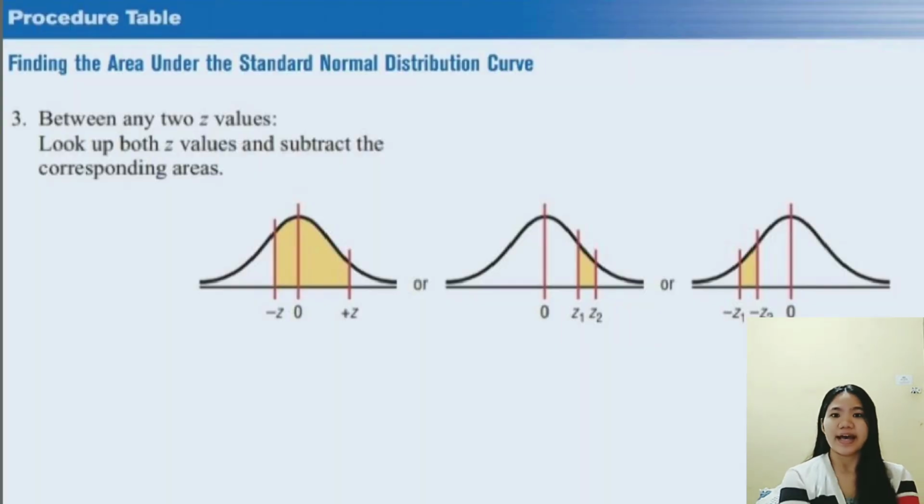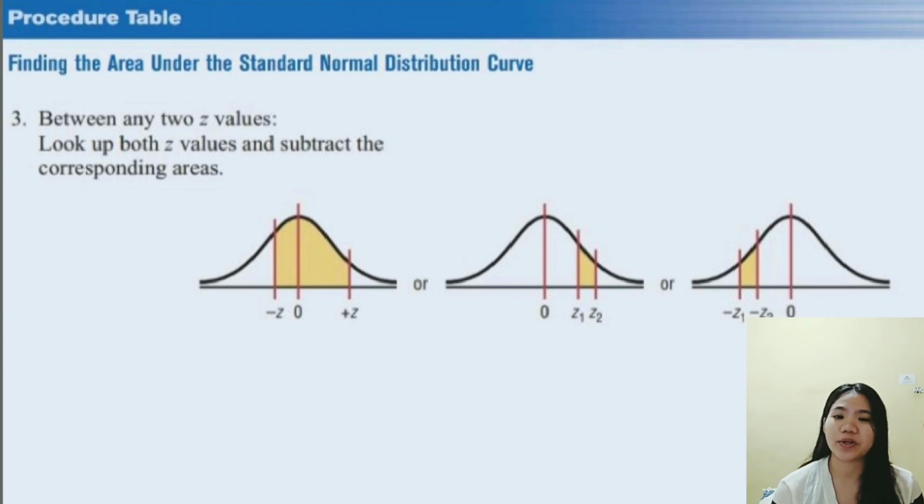negative 1.19. And the last problem in this procedure table is finding the area under the normal distribution curve between any two z-values. So what we are going to do is look up both z-values and subtract the corresponding areas. There are three possible curves. The first one is if your first value is negative and the second value is positive, or vice versa.